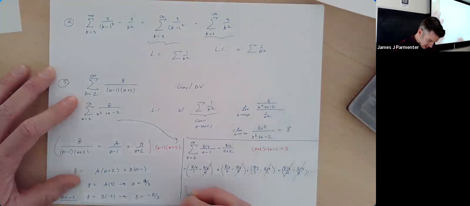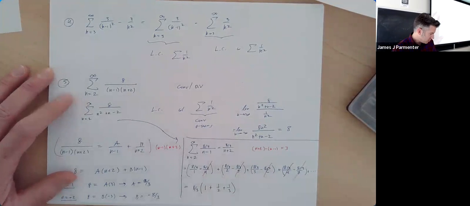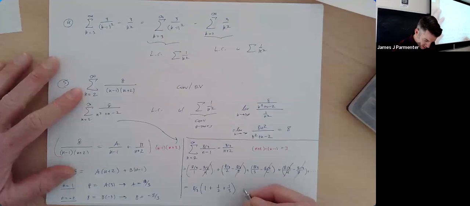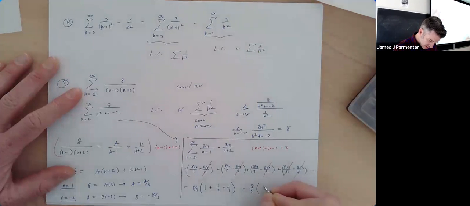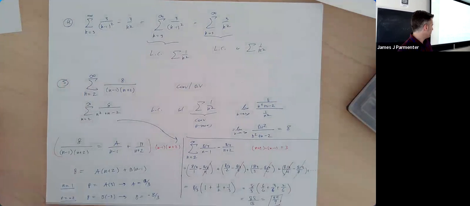So we're left with just 8/3 times 1 plus 1/2 plus 1/3, which you could simplify if you wanted to, but I don't think we need to really. Fine, we could. 8/3 times 6/6 plus 3/6 plus 2/6 ends up being what? 11/6. So we get 88 over 3 times 6, which is 44 over 9. Lovely, lovely answer.